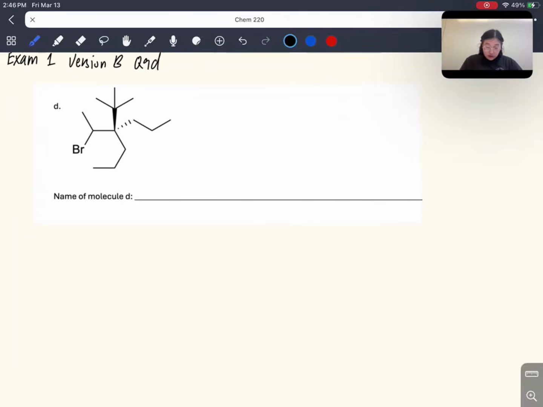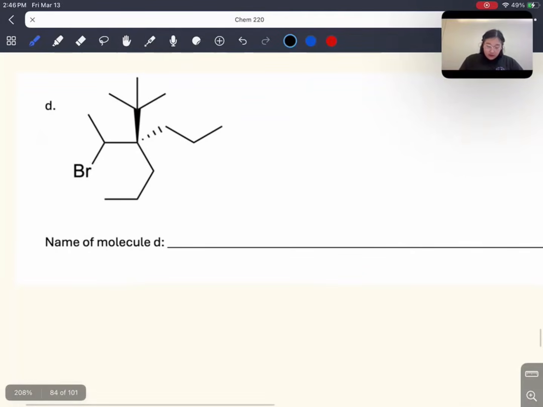So the first step is to identify the longest carbon chain. So I'm going to find my longest carbon chain. And so I see that I can highlight it here. It'll be this chain over here where I have 1, 2, 3, 4, 5, 6, 7 carbons. That's my longest carbon chain.